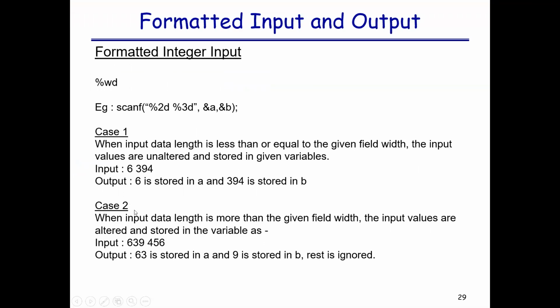So see here, first focus here. A formatted integer input. What do you mean by %wd? This is the syntax concept. W stands for some number, 2, 3, 4, so the style is %2d, %3d. What happens, Kaushik? Here you are restricting the user to supply the input data. Suppose this is case 1: when the input data length is less than or equal to the given field width, the input values are unaltered and stored in the given variables. For example, suppose the user enters 6 for the a and 394 for the b, it is okay, everything is fine.